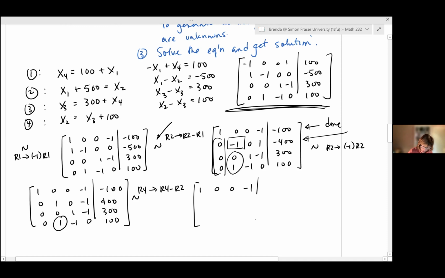Now is a good time, if you're thinking, why are you allowed to do this and it doesn't change the solution set, to look back and review the elementary row operations and why they don't change the solution set to a system of linear equations, because we're always going to be using the 3 elementary row operations in order to do this.